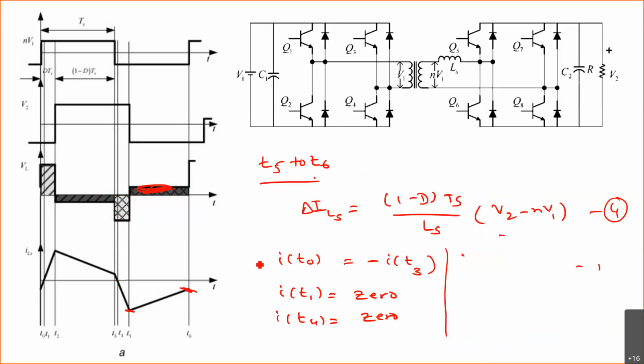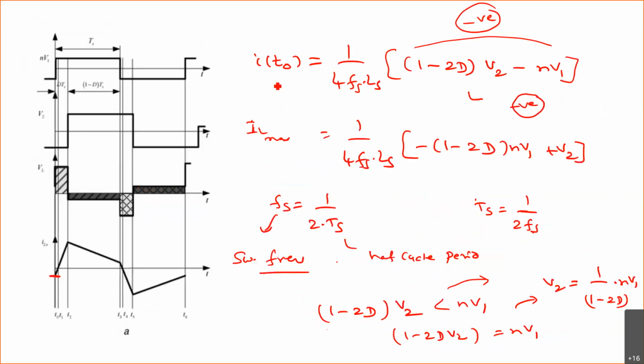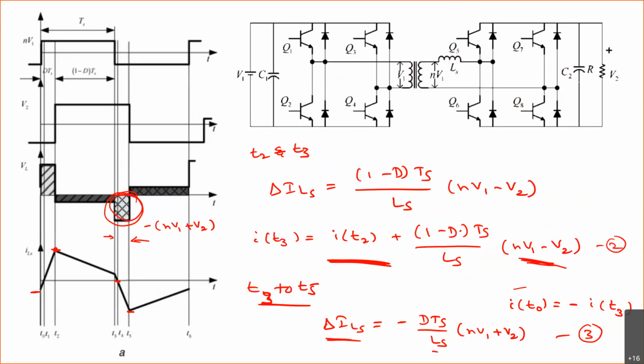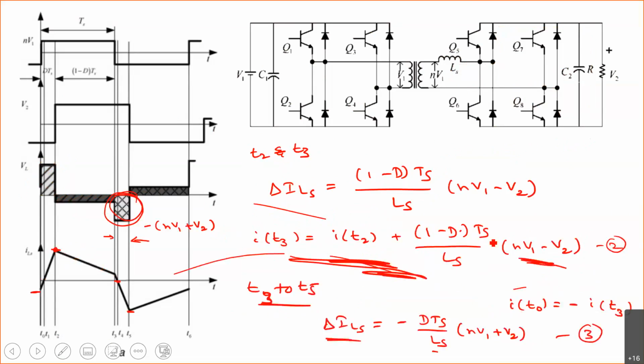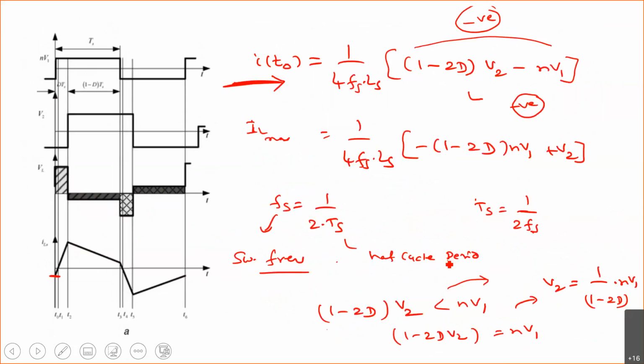So we have some boundary conditions. I of t0 is equal to minus I of t3, and I of t1 is 0, and I of t4 is also 0. By using all these, we can find the initial current in the inductor. So this is the expression for the initial current in the inductor, and it is obtained from here. This I of t2 is the maximum current. To obtain this maximum current, we need to add this I of t0, so by adding this other term to this expression, you can obtain the maximum inductor current.